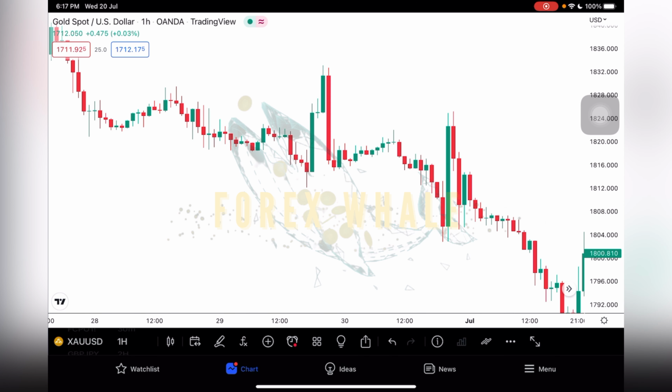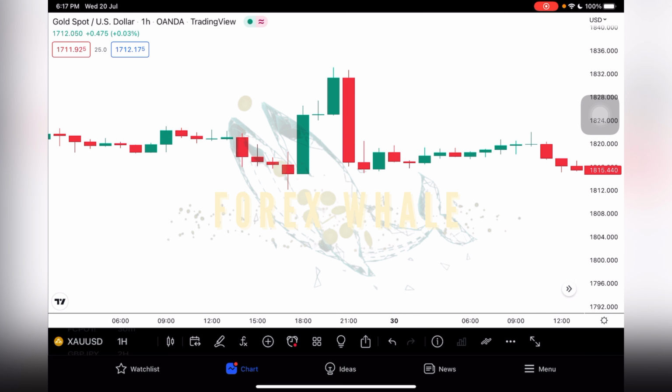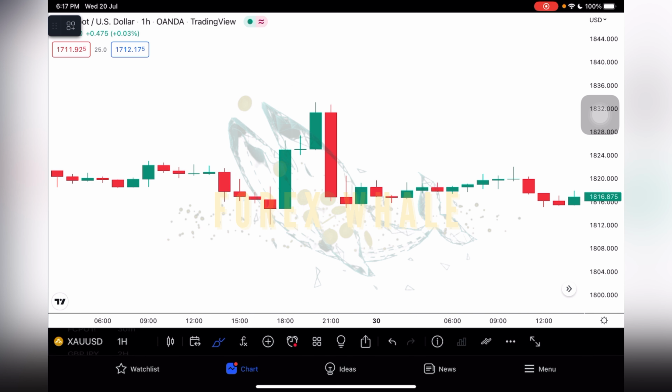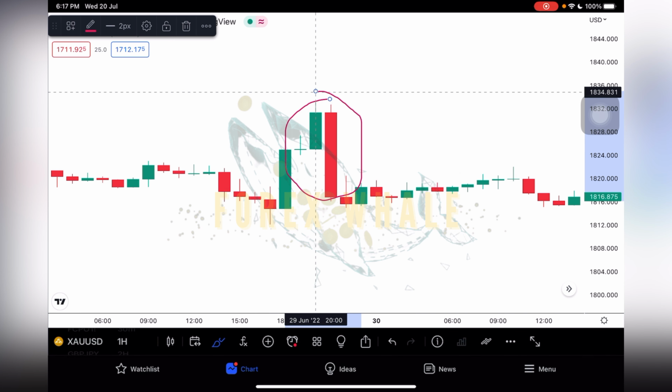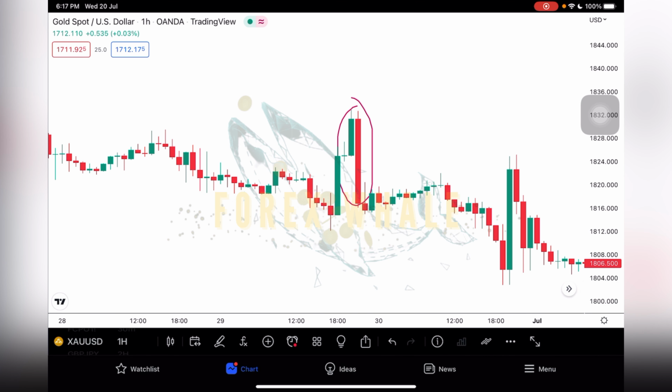So here's another example. As I've mentioned also, usually this bearish engulfing or bullish engulfing will be at the very peak or at the very bottom. So as you can see here, this is a formation of a bearish engulfing.